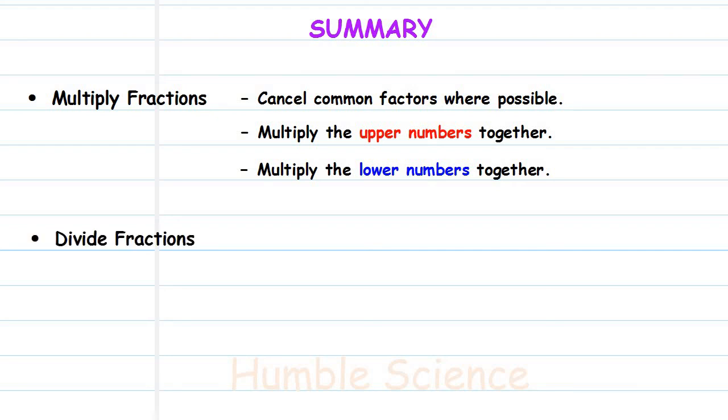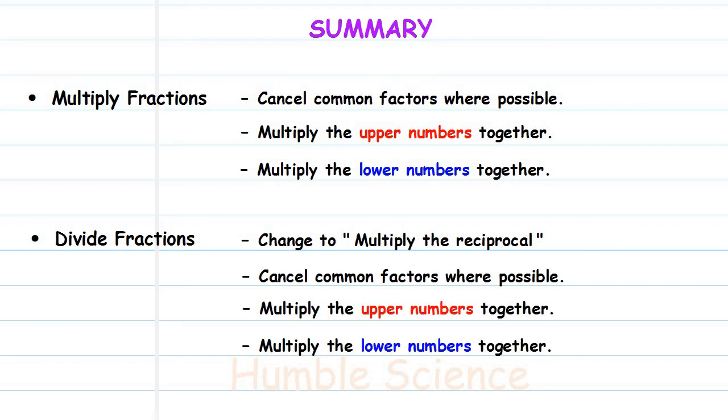And for dividing fractions, we add one more extra step at the beginning. When we see dividing, we will change it into multiplying the reciprocal. And once we did that, we can follow the same steps as we did in multiplication. Cancel out the common factors, multiply the upper numbers, and then multiply the lower numbers. Multiplying and dividing fractions share similar steps, but you should still practice a little bit more.